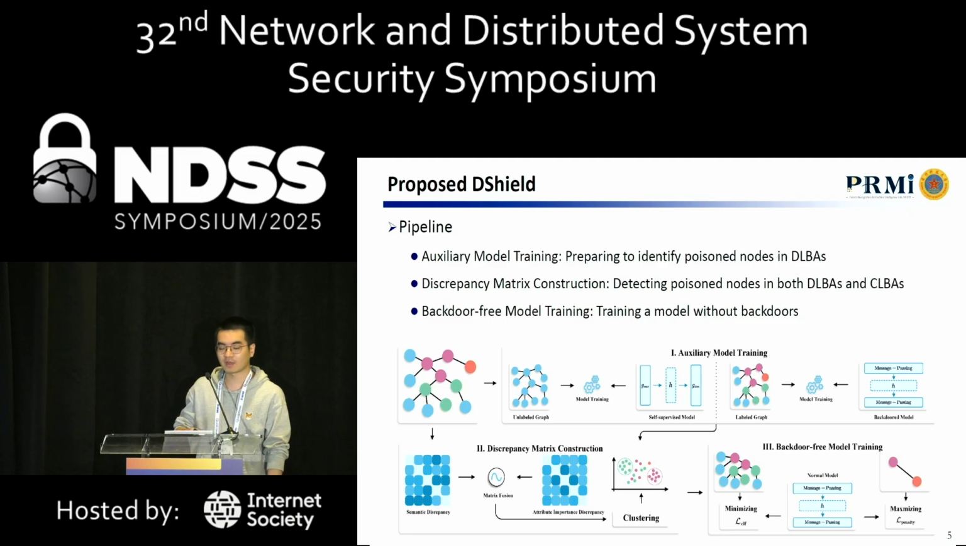Based on these findings, we proposed DShield, which consists of three key modules: shadow model training, which trains a backdoor model and a self-supervised model to identify poisoned nodes in dirty label attacks; discrepancy matrix construction, which detects poisoned nodes in both dirty and clean label attacks; and backdoor-free model training, which trains a model that is free from backdoor vulnerabilities.